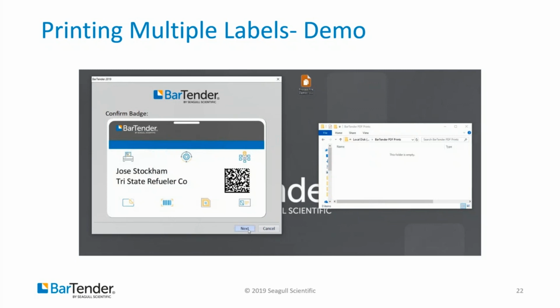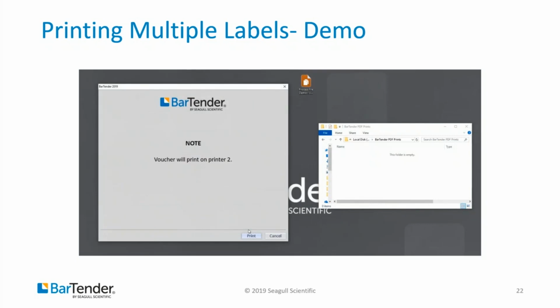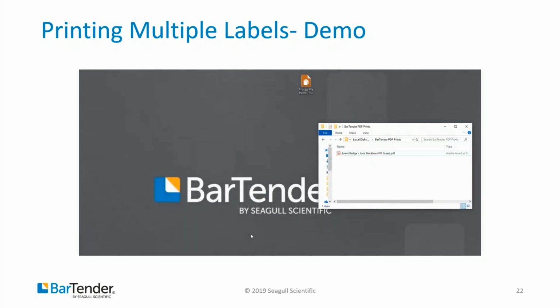I'm going to confirm that the badge looks correct. I'm going to notify my print operator that there's going to be a second print, just in case they forgot. Maybe they're filling in, covering, etc. They're new, so we want to make sure that they're aware of that. And we see on the right-hand side that after a moment, we have two PDFs that print.